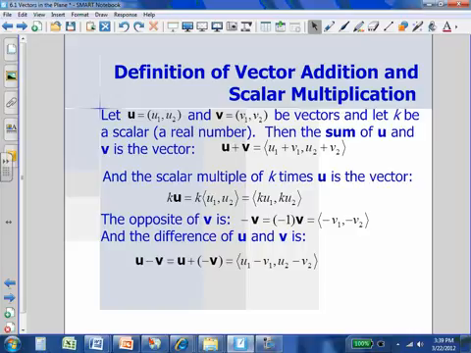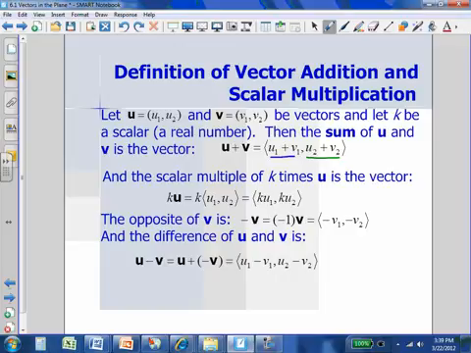So if we have two vectors, u and v, and k is a scalar, that just means it's a real number. It's not an imaginary number. It's just a number like 3 or 5 or negative 7, something like that. Then the sum of u and v is the vector u plus v, and all we're doing is adding the horizontal components together from the two vectors and adding the vertical components together from the two vectors. So that's addition.